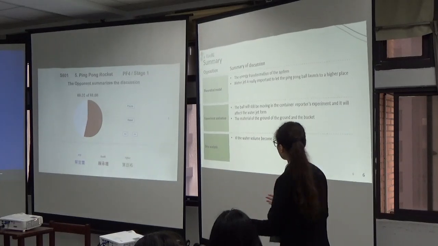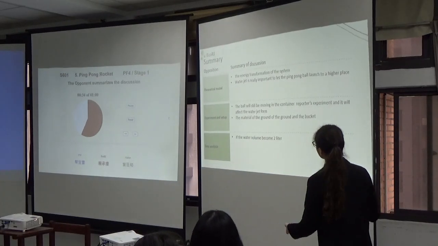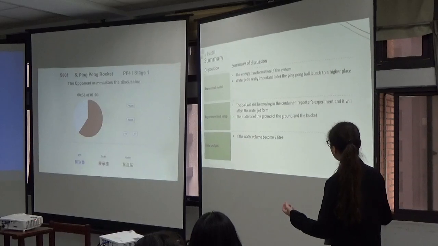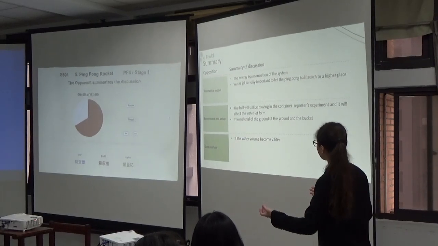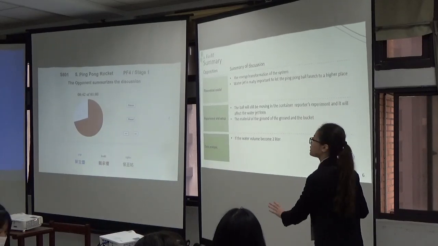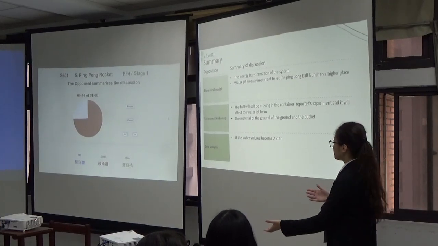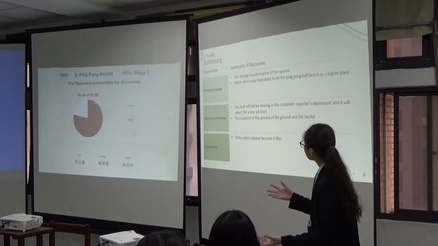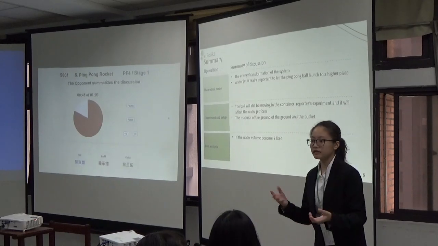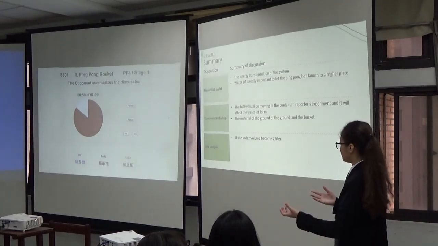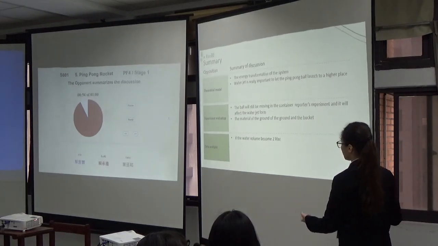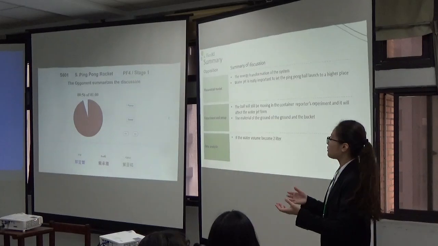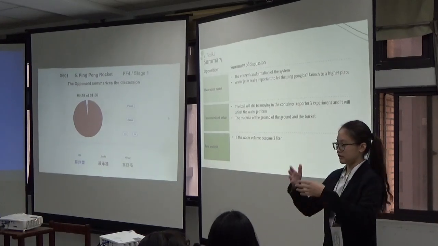In the experiment setup, we talk about the ball that is going to be moving in the container. The reporter is split, and it will affect the water jet form. We also talk about the material of the ground and the bucket, but in the setup they control the material of the ground. We also talk about the tendency of the rope, whether it will affect the experiment or not. And for data analysis, we talk about if the water bottle becomes 2 liters, will the data change, because they are only guessing from the experiment that they just did.